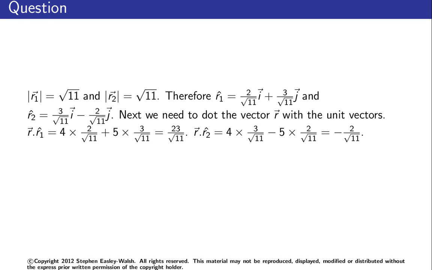I better double check the first one here. 4 times 2 over root 11 plus 5 times 3 over root 11. So that's 8 over root 11 plus 15 over root 11. So that's fine. So it looks like I have a sign mistake now, unfortunately. So I have my answer. r equals 23 over root 11 r1, and that should say plus 2 over root 11 r2. So very sorry about that. I have a sign mistake. I typed in the wrong sign, I guess.